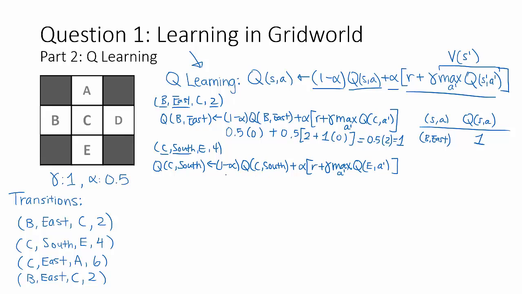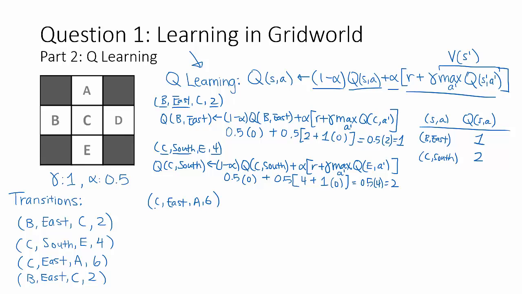Plugging in values, 1 minus alpha again is 0.5. The Q value for C south is not in our table, so the value is 0. Plus alpha 0.5. The reward for this transition is 4. Plus gamma is 1. And then we want a max of all Q values beginning at E. Well, we don't have any tuples here starting with E, so the value here is 0. This gets simplified to 0.5 times 4, which is equal to 2. And so we create a new entry here, C south, and that's going to be set to a value of 2.